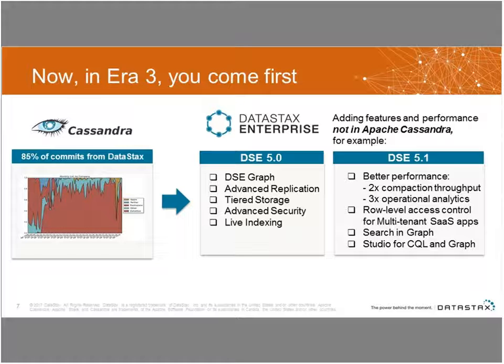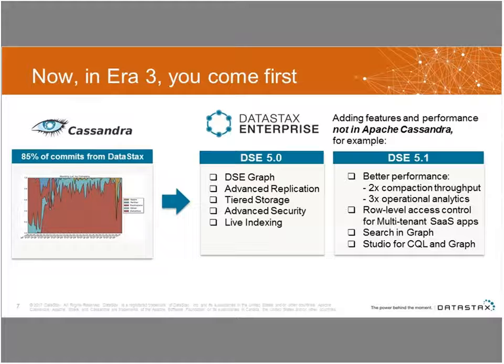Going forward, if you look at version 5.0, which was released last summer, version 5.1 that was released earlier in the year, more and more differentiation has been added to DataStax Enterprise as a comprehensive data platform versus the open source Apache Cassandra. The list of features here are not exhaustive. They're just meant to give you some examples of the capabilities that you see in DataStax Enterprise that are not available in the open source edition.